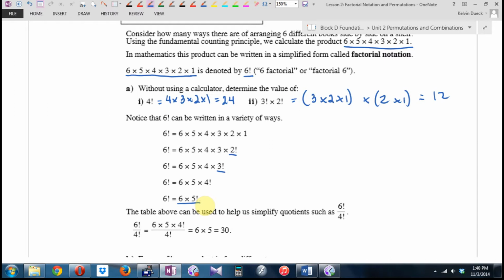But as a shortcut, factorial notation, Karn, pretty good. You got an attention span? You here? Okay.